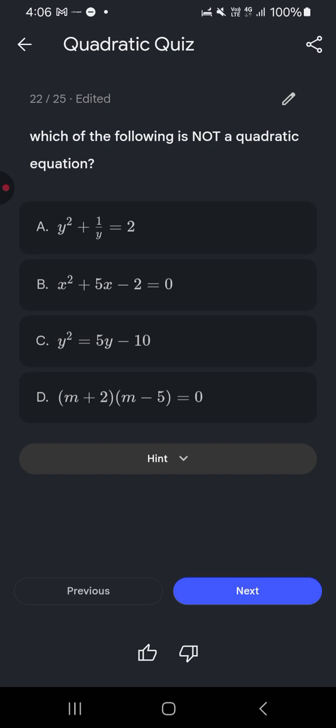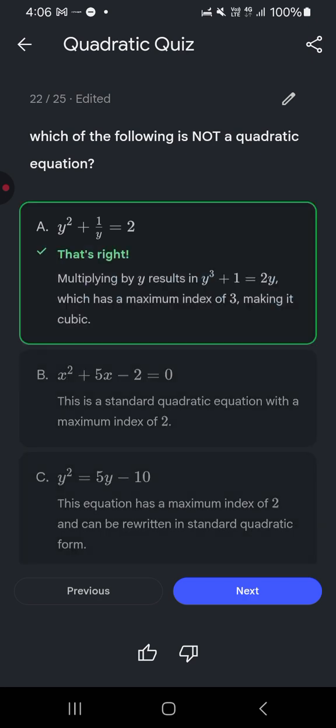Which of the following is not a quadratic equation? Option A is not a quadratic equation because multiplying by y results in y cube plus 1 is equal to 2y, which has a maximum index of 3, making it cubic.